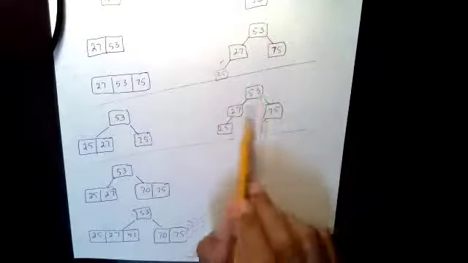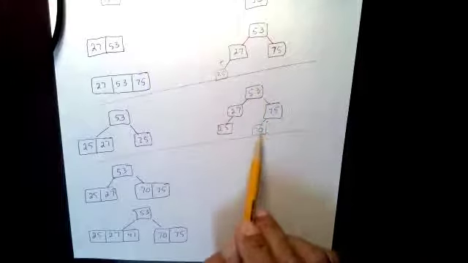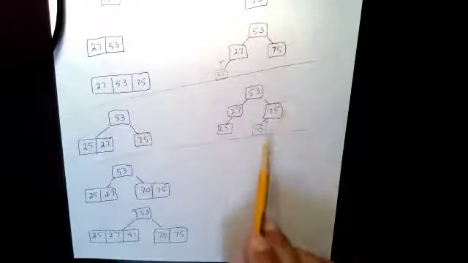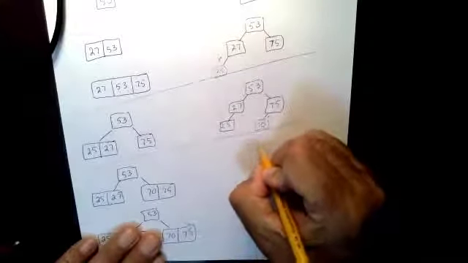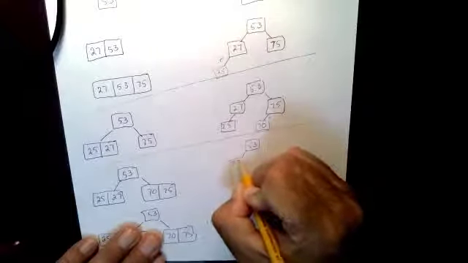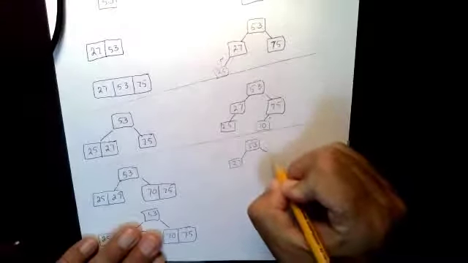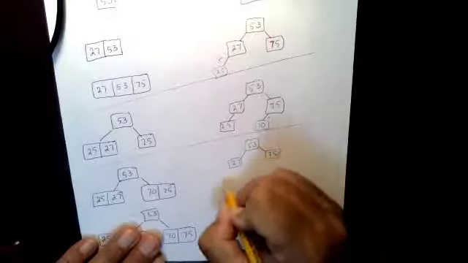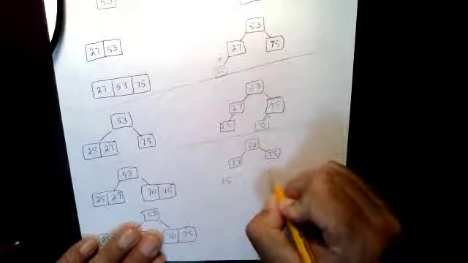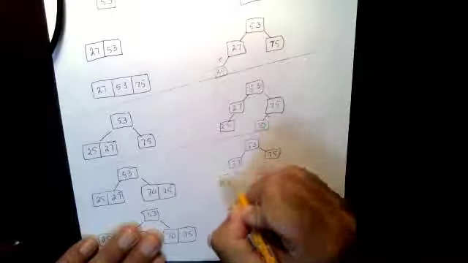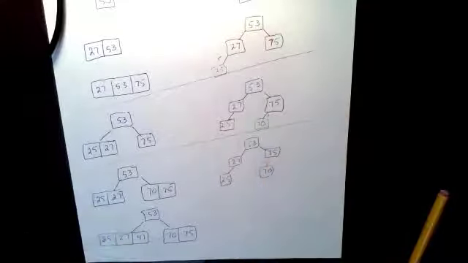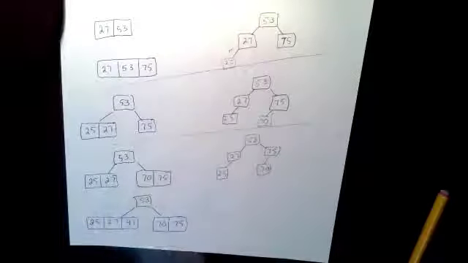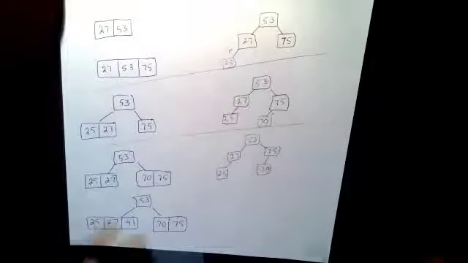Does that cause any problems? Do I have the same number of blacks from root to all leaves? Do I have two reds in a row? I think I'm okay. So I now have this tree: 53, 27, 75, 25, and 70. And we just made this a red, and this was a red. So far, so good.